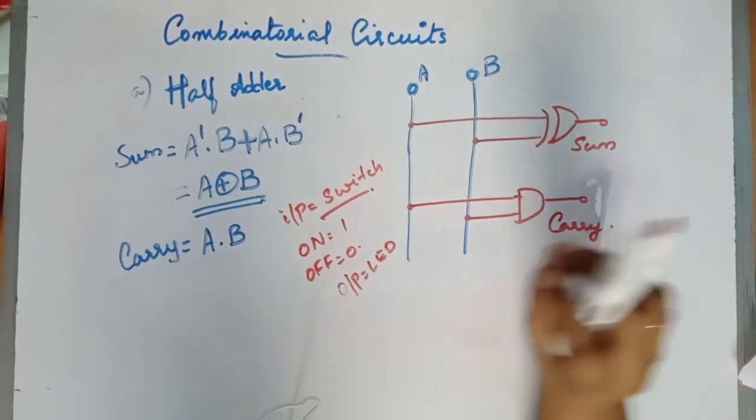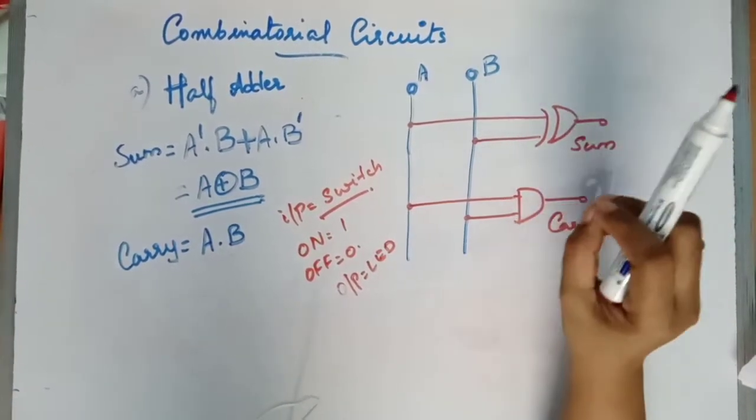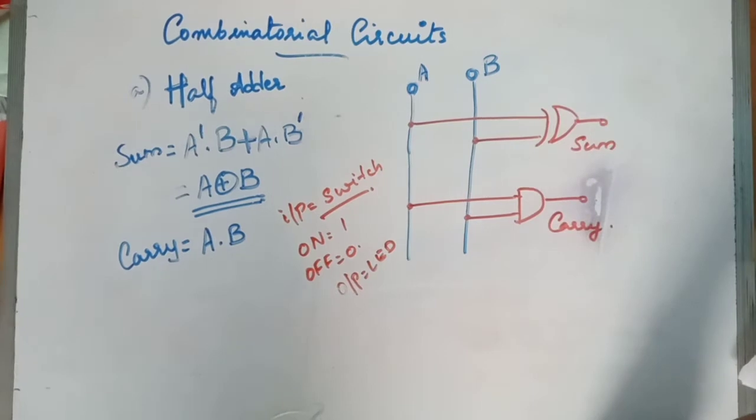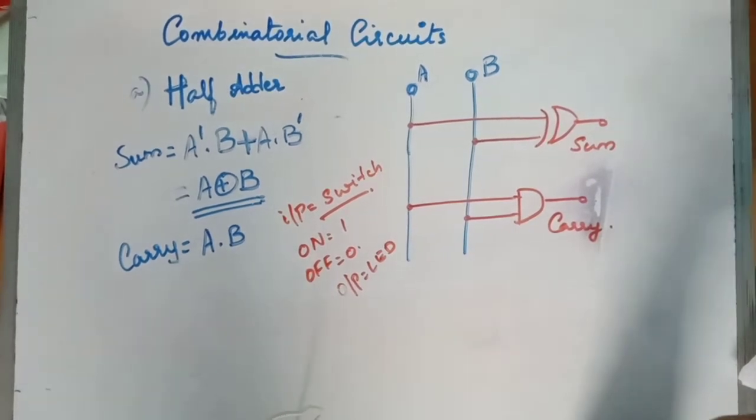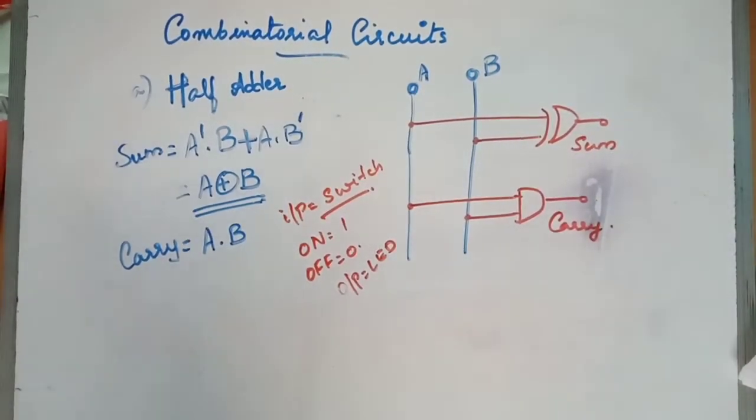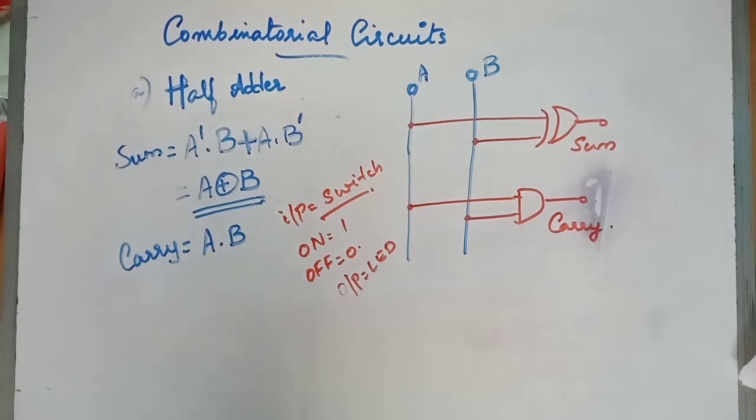So you will be just moving the switches to on and off positions and checking whether the LED is lighting up or not in order to verify the truth table. So that's how you design, set up and verify the truth table of a combination circuit.